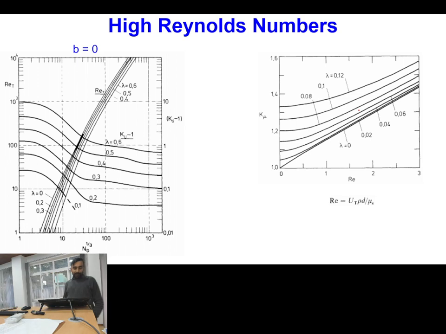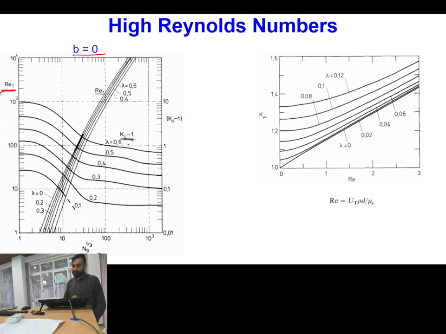Then if you have high Reynolds number, you can see the terminal velocity of the particle, particularly for b equal to 0. b equal to 0 means the zero eccentricity case. Particle is just lying at the axis. And N_D, what is N_D? Dimensionless diameter, as we have studied in the previous lecture. Here you can see for different values of lambda how the terminal Reynolds number is varying.